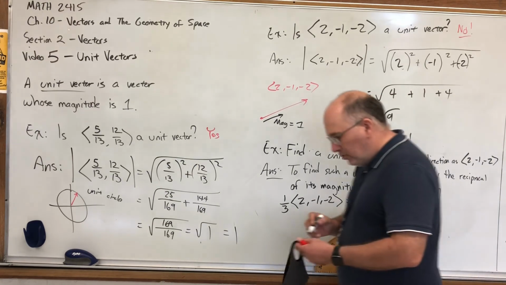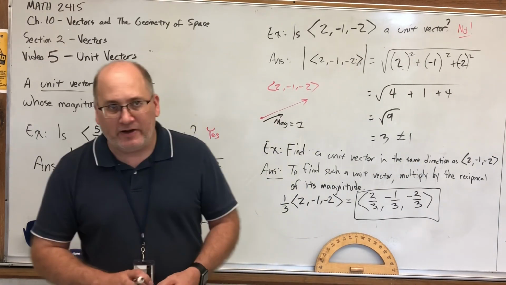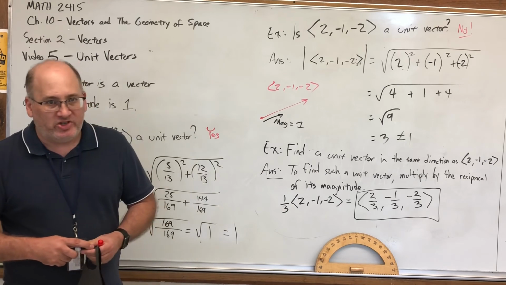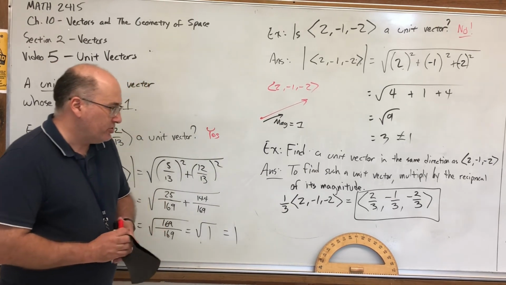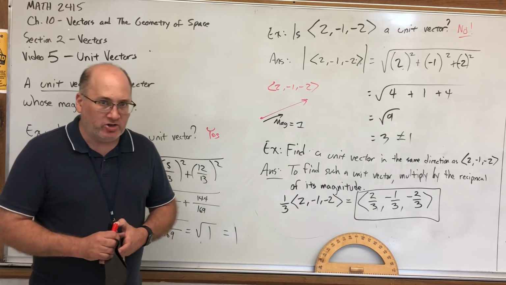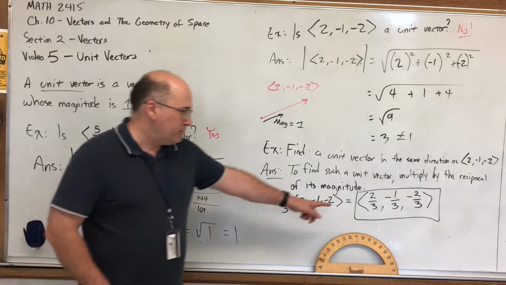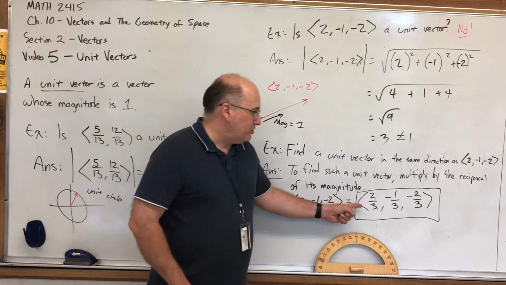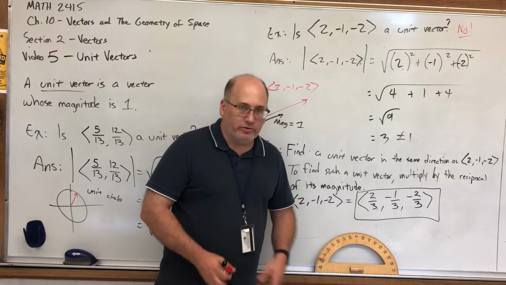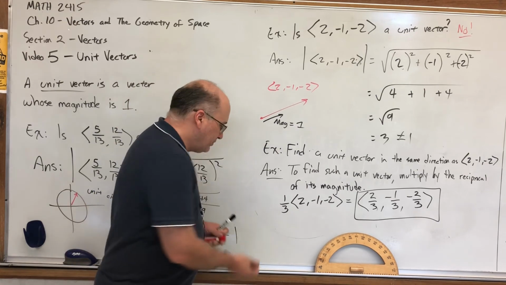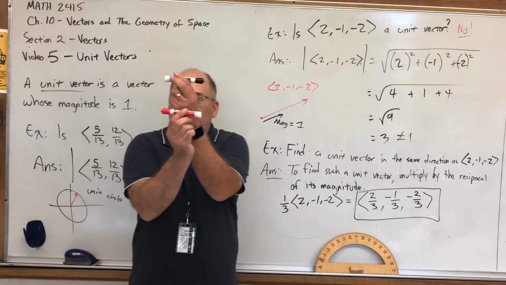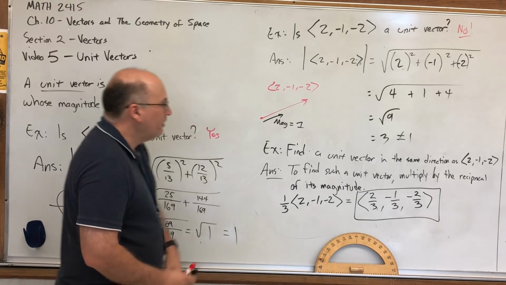It's actually not the only unit vector in the same direction, if you will. Actually it is, but there's also a unit vector in the opposite direction. The unit vector in the opposite direction would just be the negative of this: -2/3, +1/3, +2/3. So for any vector, there's always two unit vectors pointing along the same line. One might just be going backwards from the other.